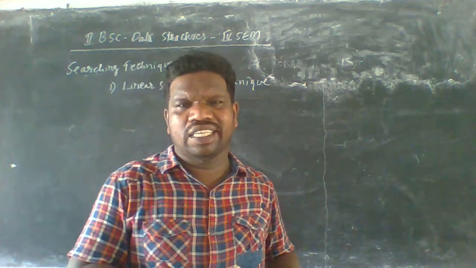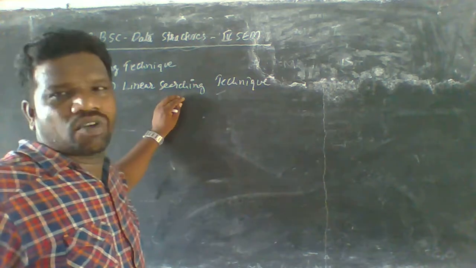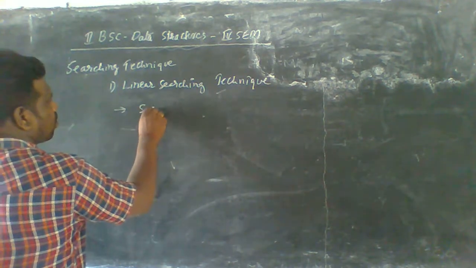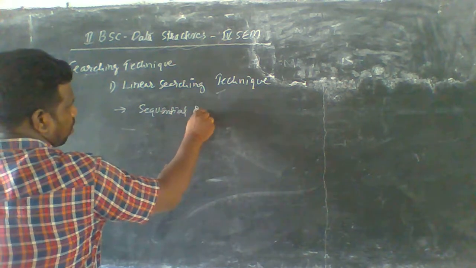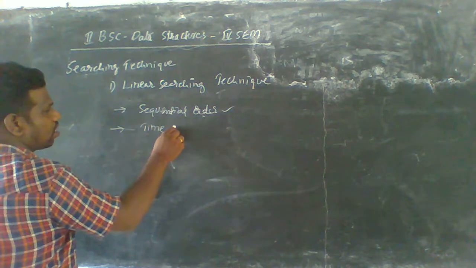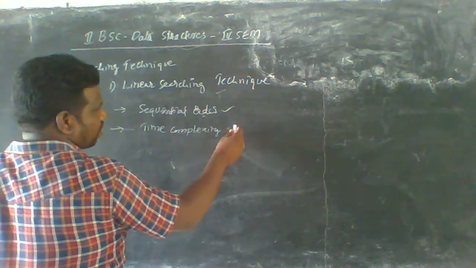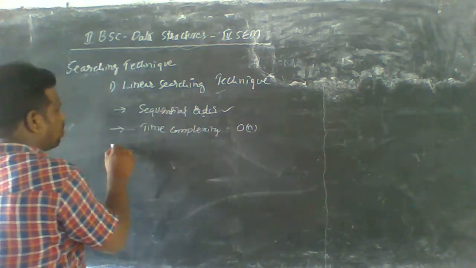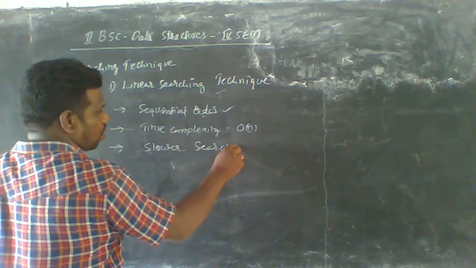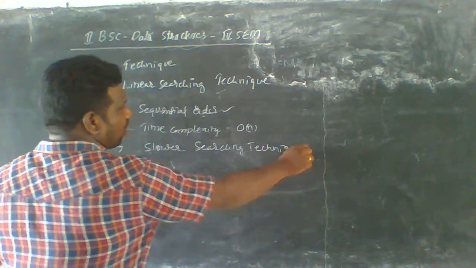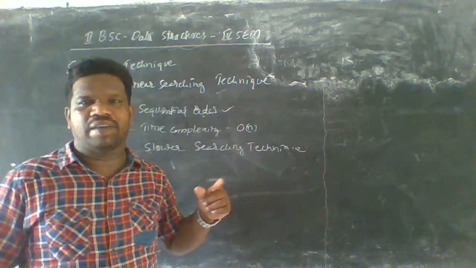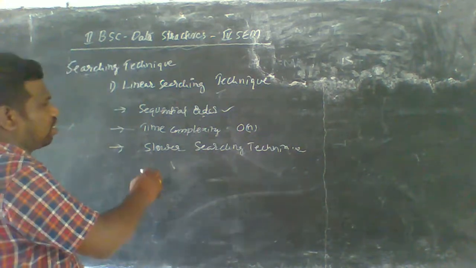Now let's take an example. What does linear searching tell us? It follows sequential order, and its time complexity in the worst case is O(n). It is a slower searching technique. Compared with this, binary search is very fast, because linear search goes through the elements in sequential order. That is called linear order.